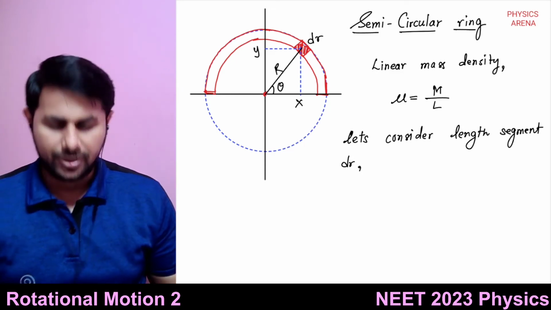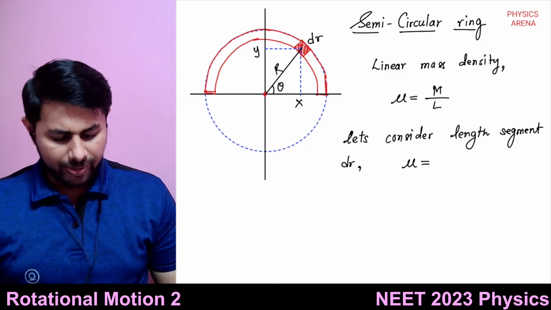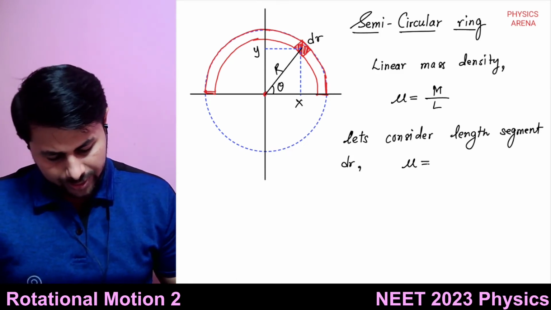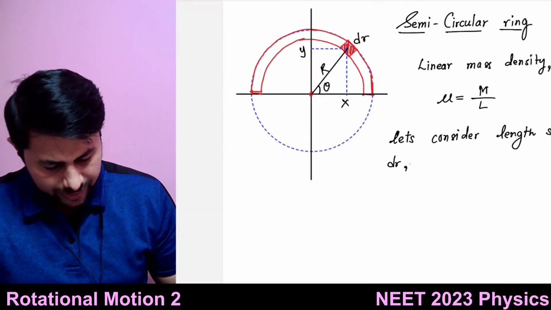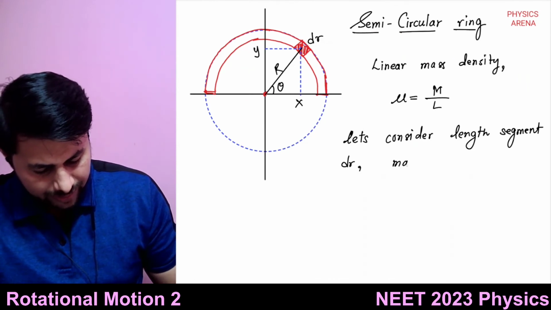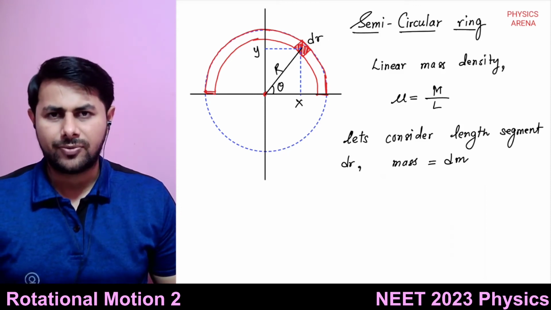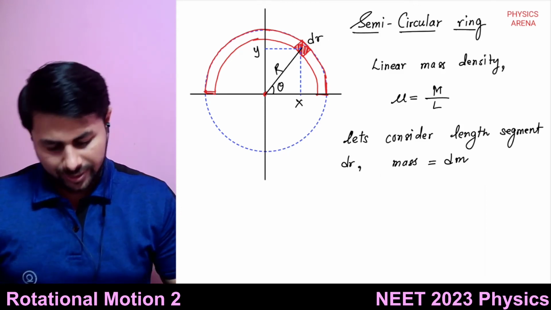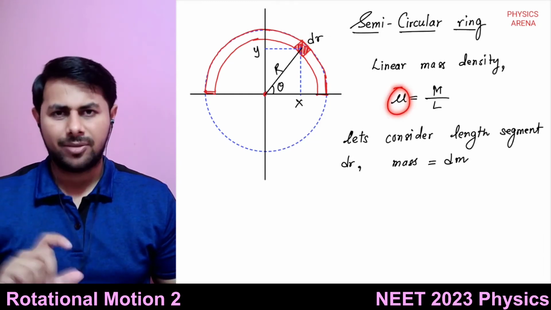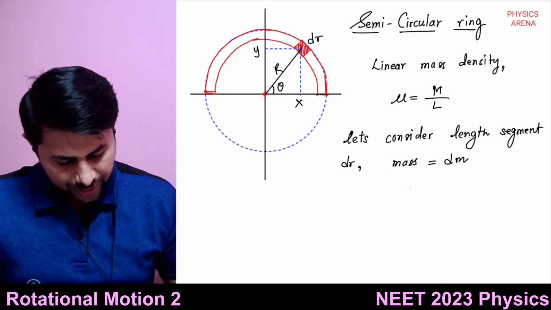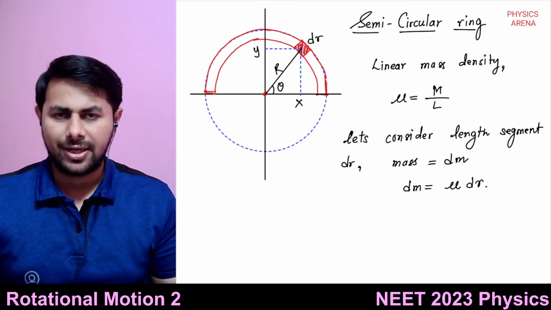So in terms of mu, we can write it as mu equals to what? What will be the mass of that segment? Let's suppose the mass of the length segment is equal to dm. So this dm can be written as what? Dm is the mass of this segment. It can be written as the linear mass density multiplied by its length, right? So dm is equal to the linear mass density mu multiplied by its length dr.